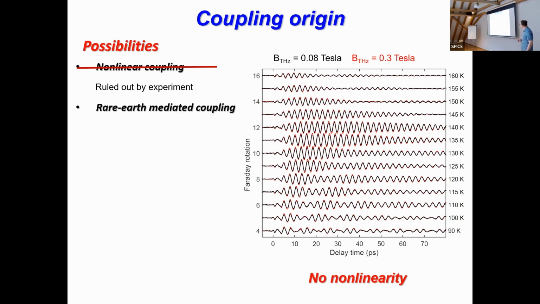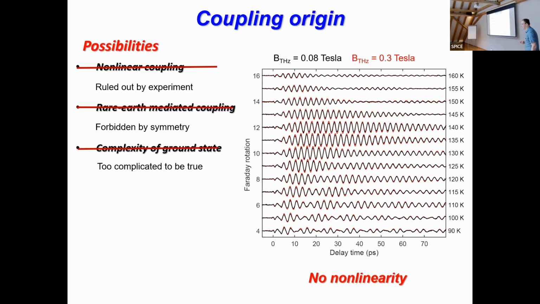So then we also have dysprosium sublattices. So maybe there is some coupling mediated by the dysprosium subsystem. However, we performed the theoretical analysis based on symmetry, and in no way can this add any additional coupling terms. So one may also think about some complexity of the ground state, some kind of domain distribution, but I think it's too complicated. Instead, I will argue again that this is propagation effects connected to the polaritonic nature of these modes, which leads to this coupling.